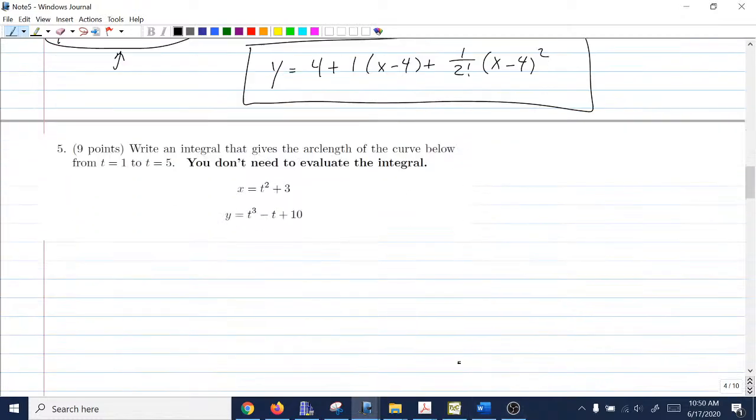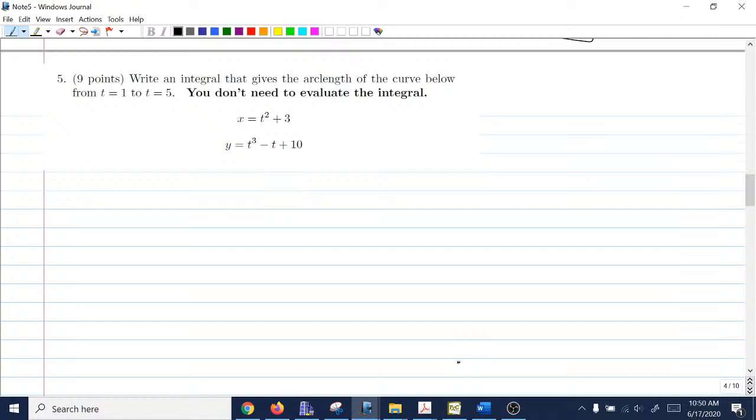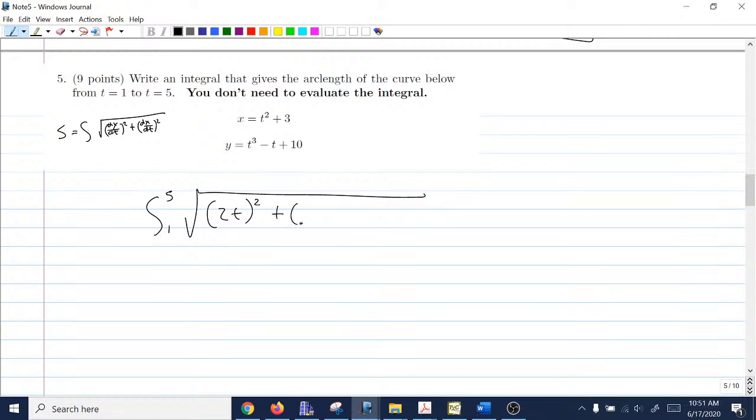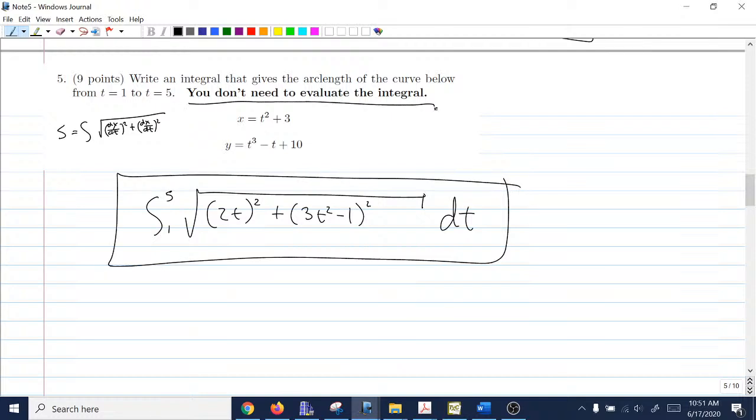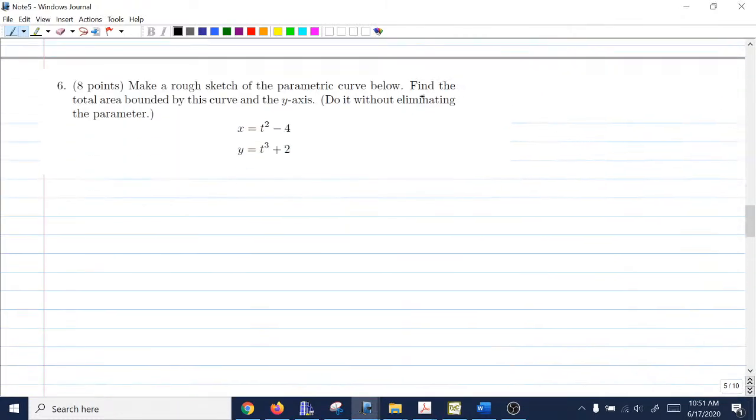Cool. 5. Write an integral that gives the arc length of the curve from t equals 1 to t equals 5. Arc length is the integral of the square root of (dy/dt) squared plus (dx/dt) squared. This will be the integral from 1 to 5 of the square root of the derivative of x with respect to t squared, which is (2t) squared, plus the derivative of y with respect to t, which is (3t squared minus 1) squared, dt. Done. You do not need to evaluate the integral. Look how I made that in bold. Don't waste an hour trying to evaluate an integral. I told you you don't have to.